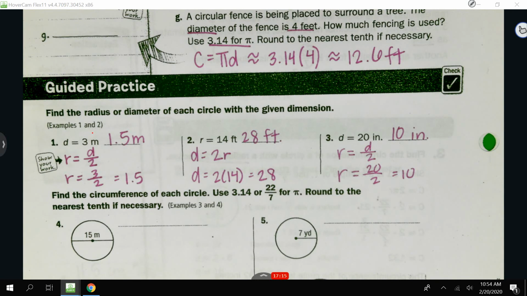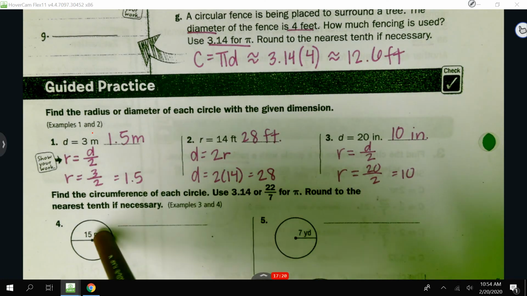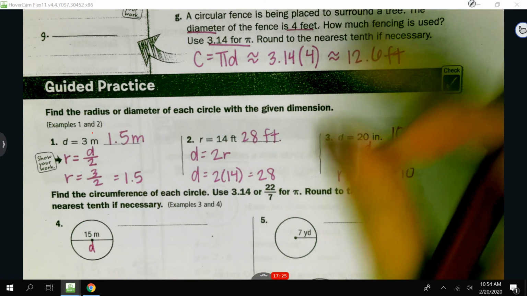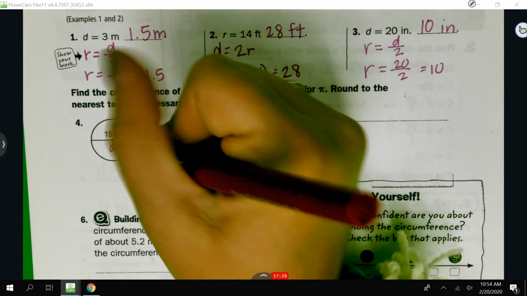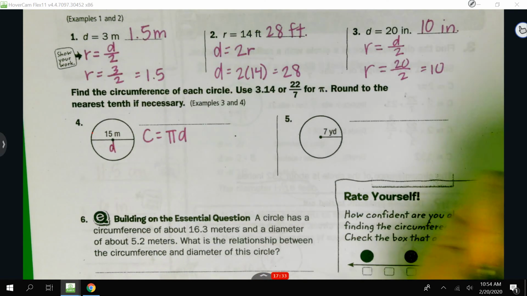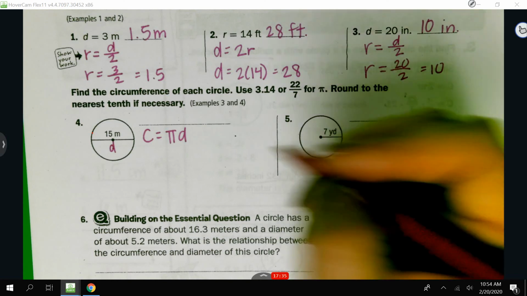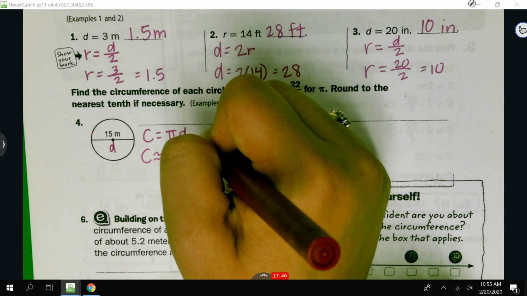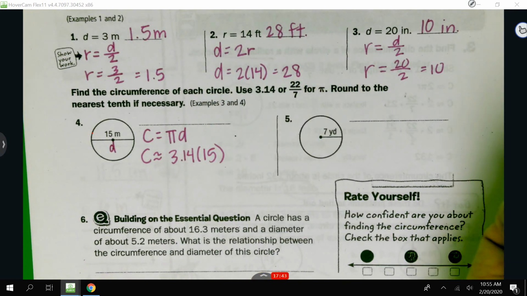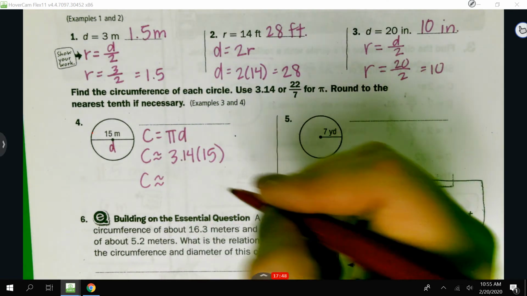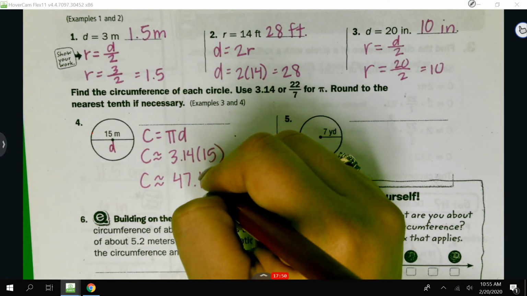Okay, 4 and 5, you're finding the circumference. So what do you know about number 4? You're given the diameter, right? So if I want to find the circumference, I need to use C equals pi times d. I'm going to use 3.14. So I've got 3.14 times 15. So what is your circumference? 47.1 meters. Good, Hudson.